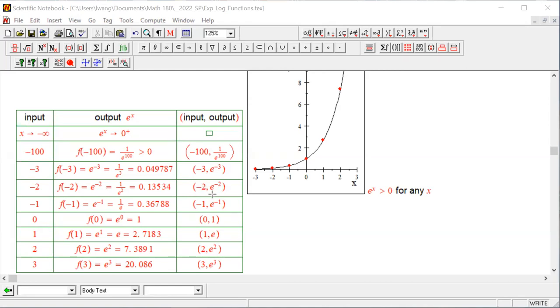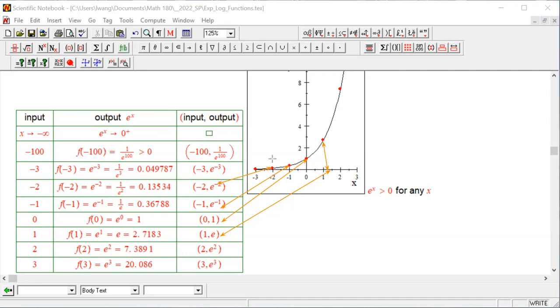When input is -2, the output is e to the power -2 right here. When input is -1, the output is right here. When input is 0, the output is 1. Input is 1, its output is e. We have all of these very similar correspondences. As x approaches negative infinity, e to the power x, of course, once more approaches 0 from above 0.